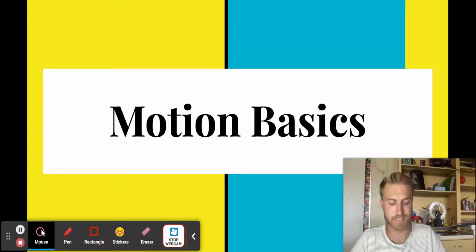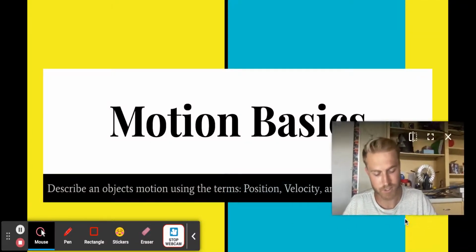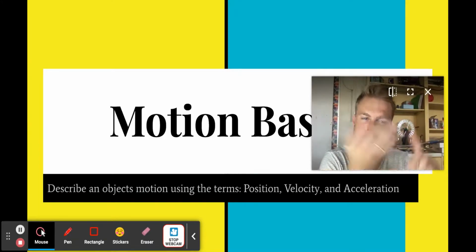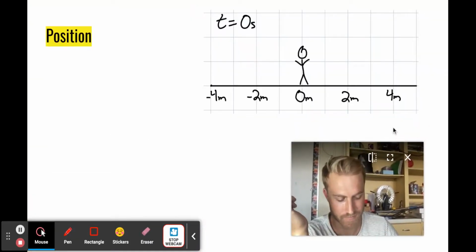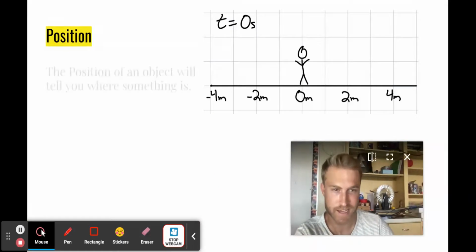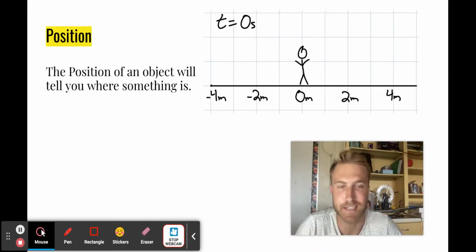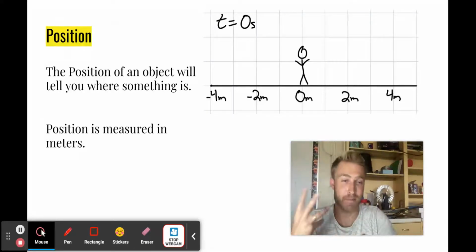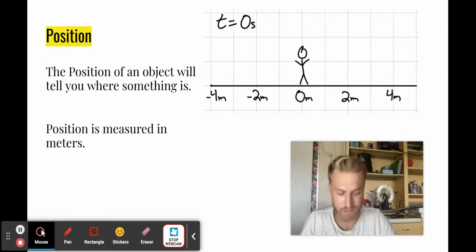All right, let's learn the basics of motion. We want to describe an object's motion using the terms position, velocity, and acceleration. So let's get started. The idea of position, that's just where something is. And we measure the position of an object using meters.